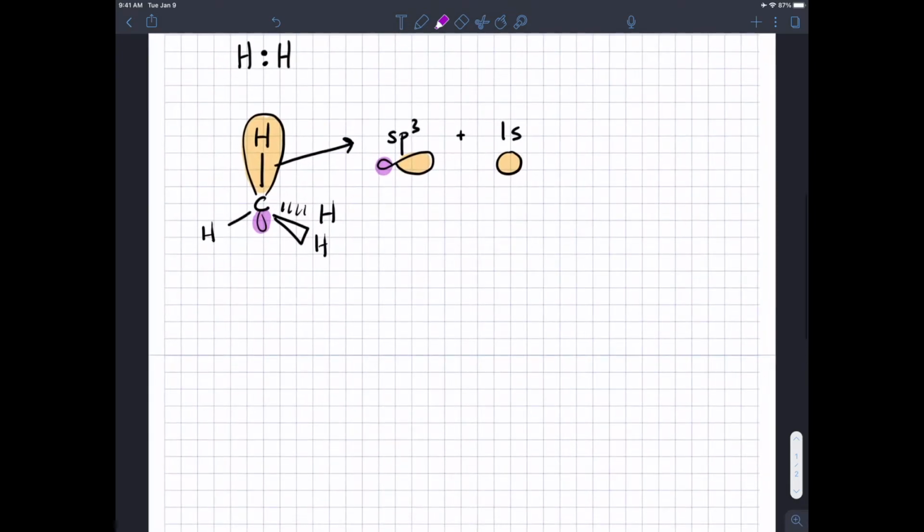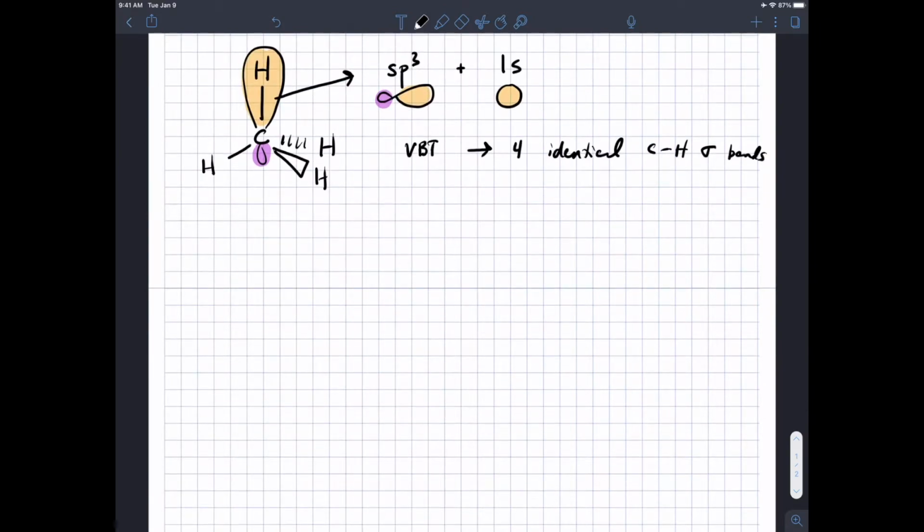But there's another way, and that's the valence bond theory picture. Valence bond theory would predict that methane has 4 identical carbon-hydrogen sigma bonds, and they're all at the same energy.